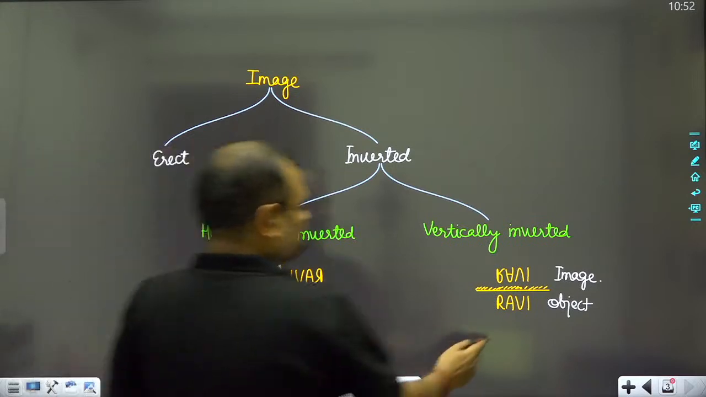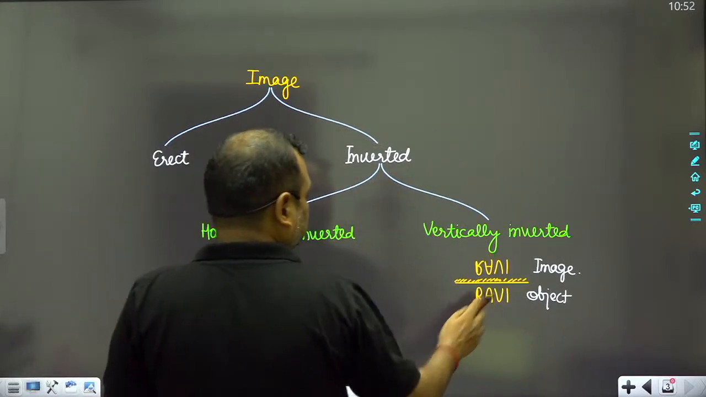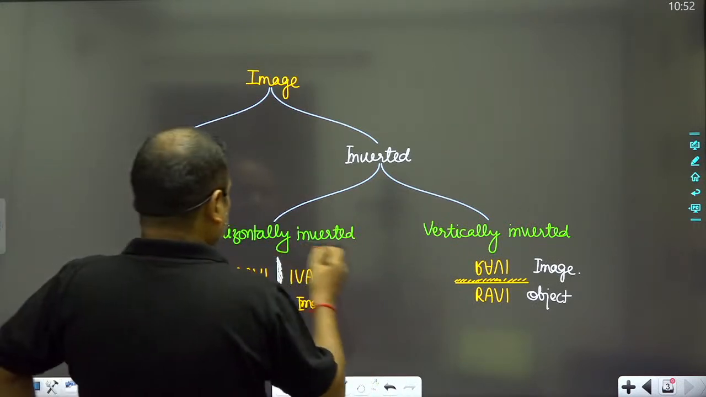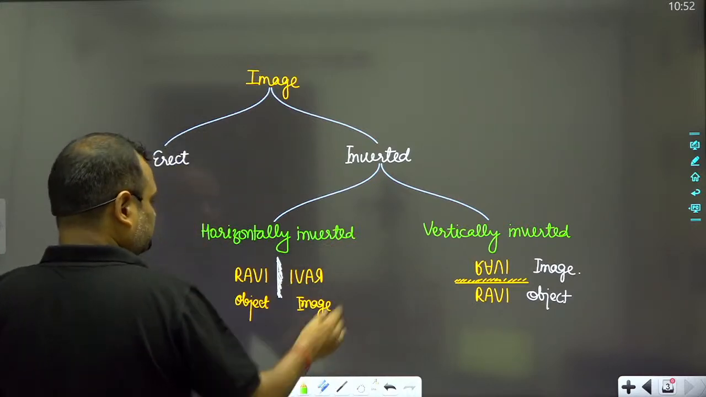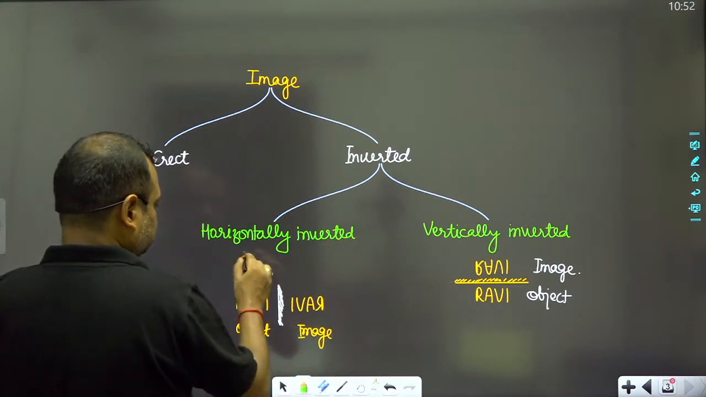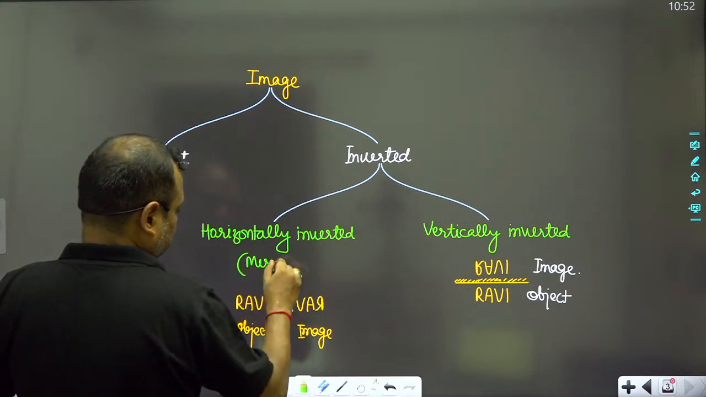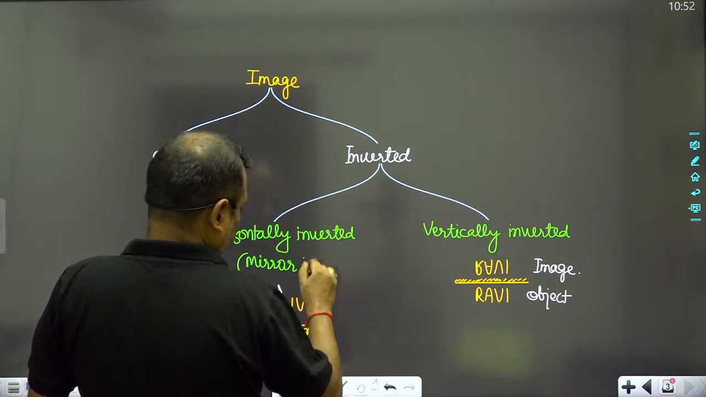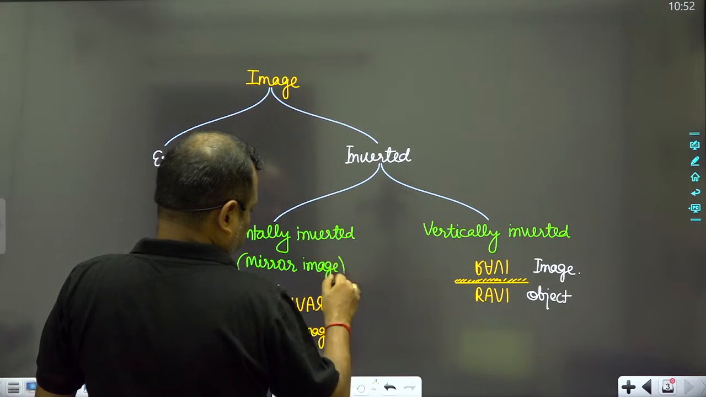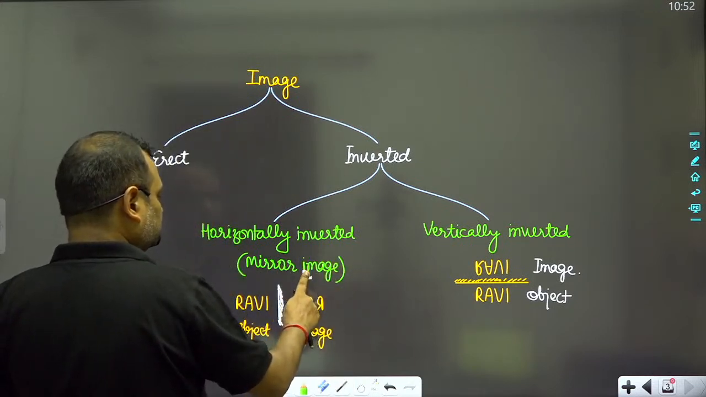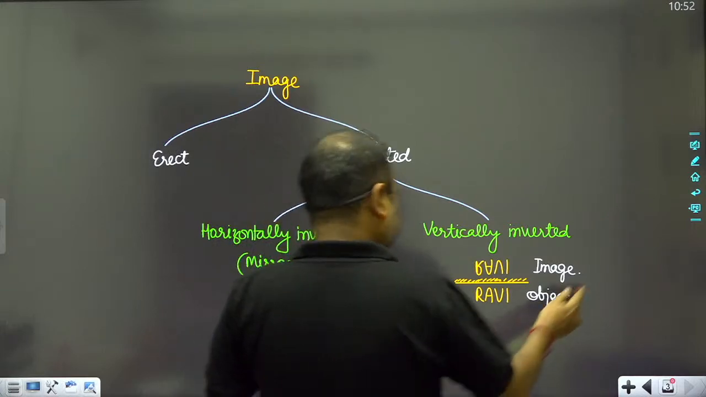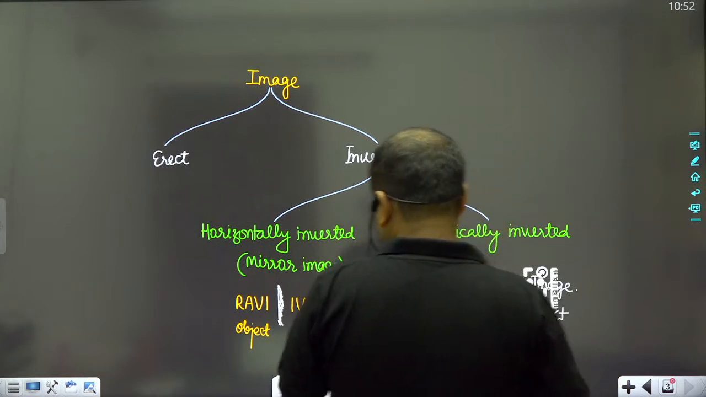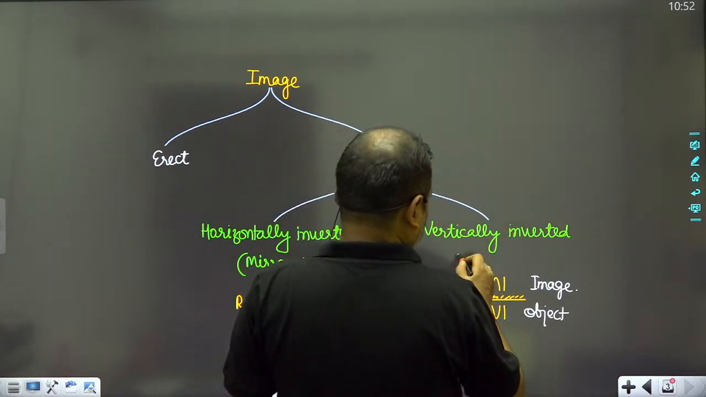Now please note down that these are very important points. Horizontally inverted means mirror image. You can write it as mirror image. This is the mirror image, and this one is what? Water image.